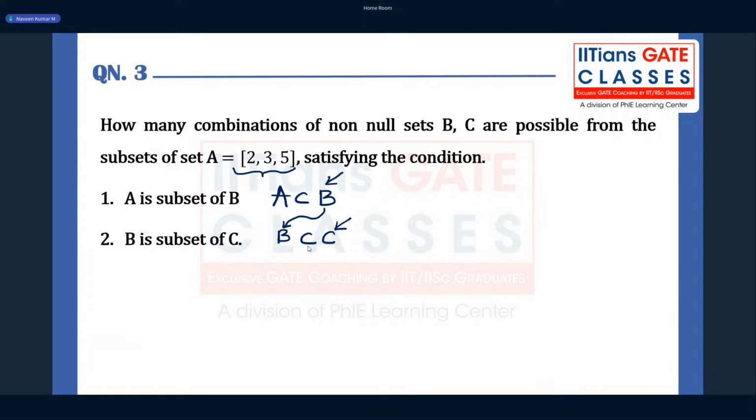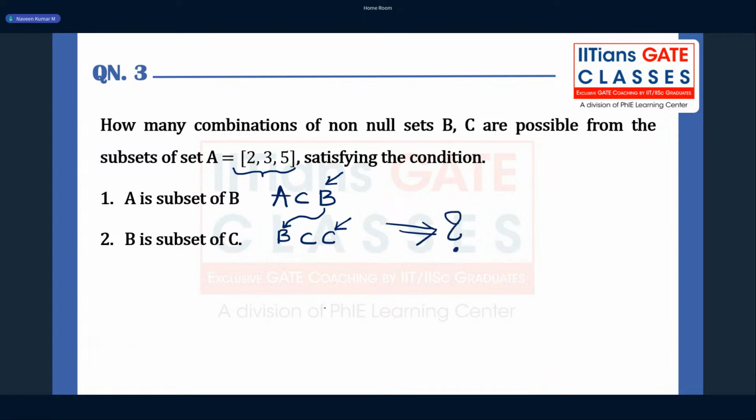But based on the question, it seems very ambiguous, because how do you find out the number of non-null sets for B and C without knowing the elements in B? B can be anything. B can be more than A, more or equal to A, right? We do not know anything about that. So that is where the question seems to be very ambiguous. So hence it's a question mark, and there won't be any solution for this.